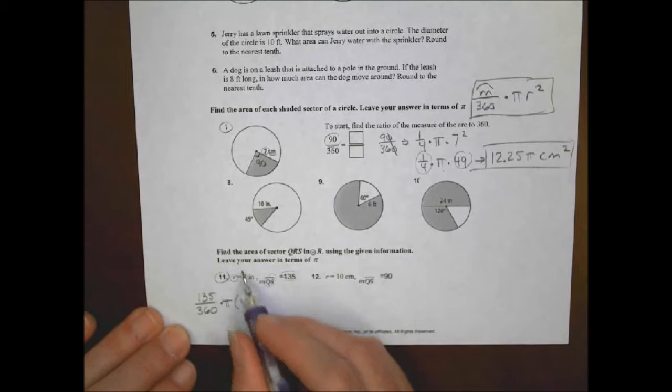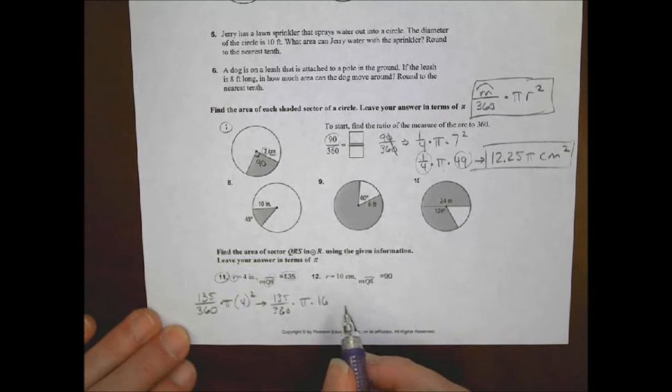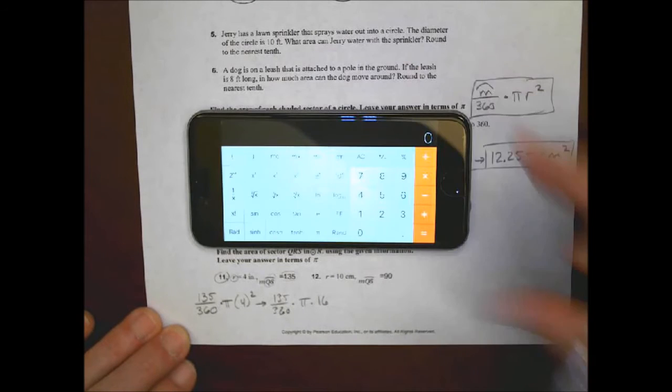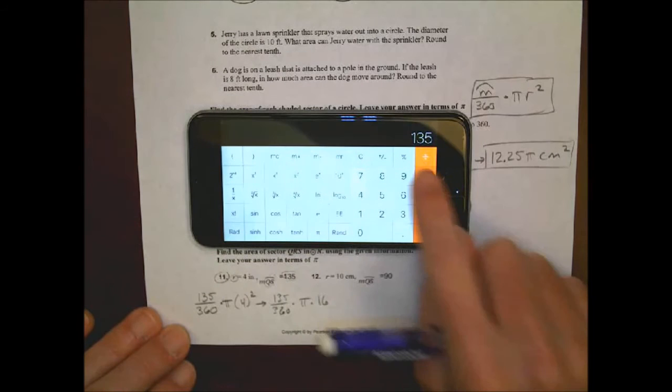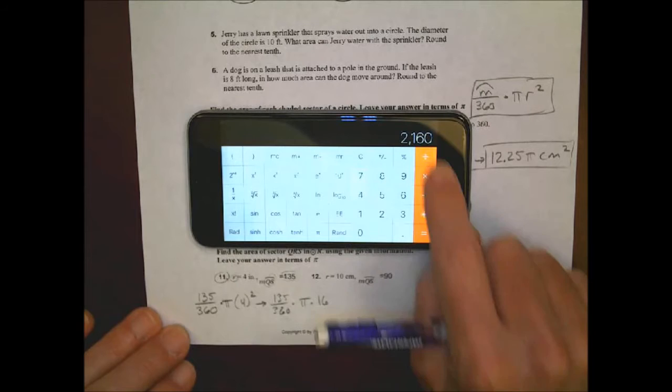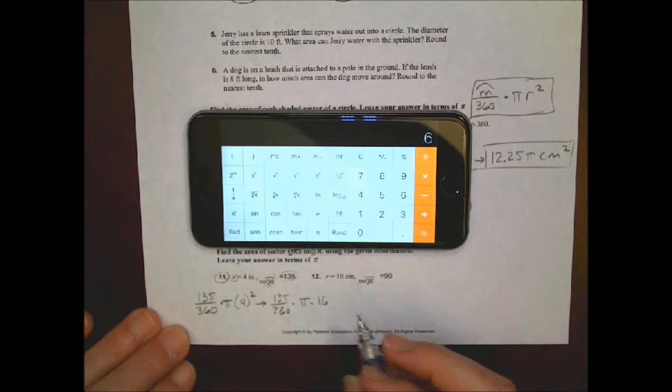They told me the radius is 4 squared. So when I move that on to the next phase, I have 135 over 360 times pi times 16. And again, what I'm going to do is multiply 16 times 135 and divide that by 360. If I was to do that on my calculator, I could do 135 times 16 equals that, divided by 360, and I come up with 6 as my solution there.